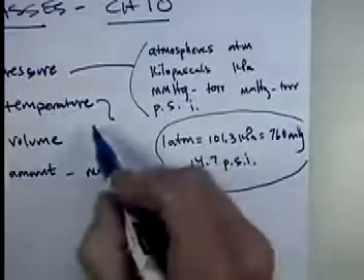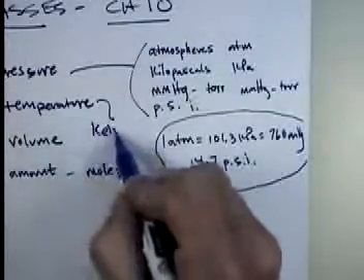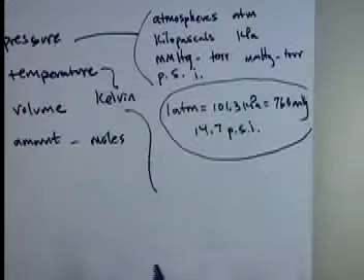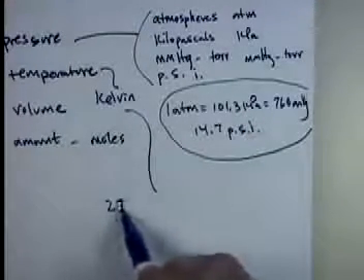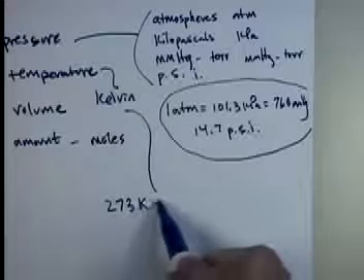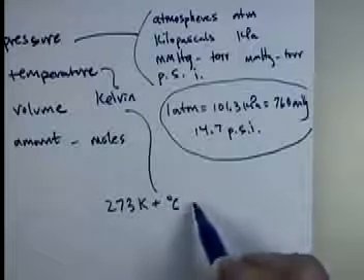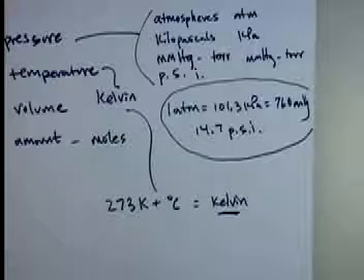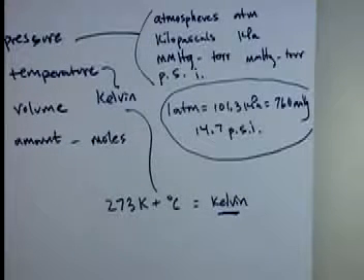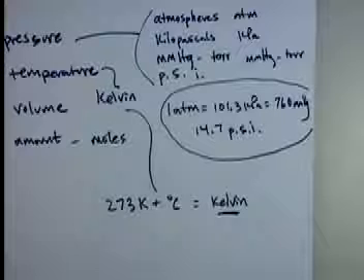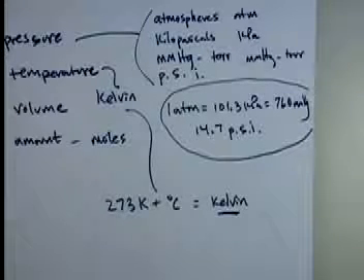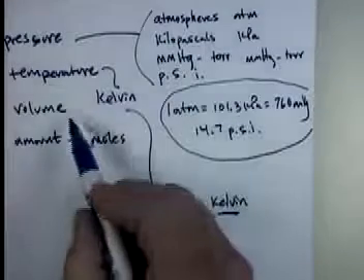Temperature in gases is described using the Kelvin temperature scale. And if you remember, the Kelvin temperature scale is equal to the Celsius scale by taking 273 Kelvin and adding it to your degrees Celsius. And this will give you your Kelvin temperature. Kelvin is an absolute temperature scale, meaning that 0 Kelvin is actually absolute zero. It's where all molecular motion would actually stop.